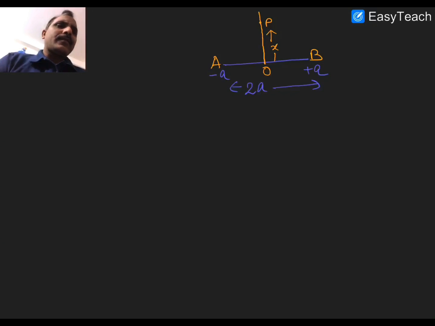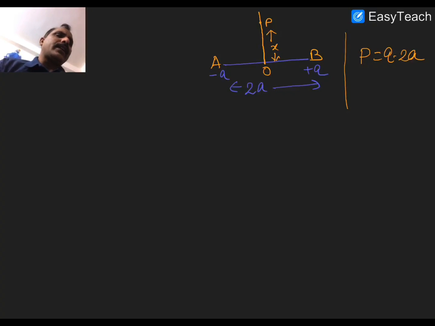is x. Point P is the observation point, and we will find the electric field at point P due to the dipole. OP is known as the equatorial line. First of all, we will find the electric field at point P due to the plus q charge, and then due to the negative charge. Electric dipole moment p is equal to q into 2a.